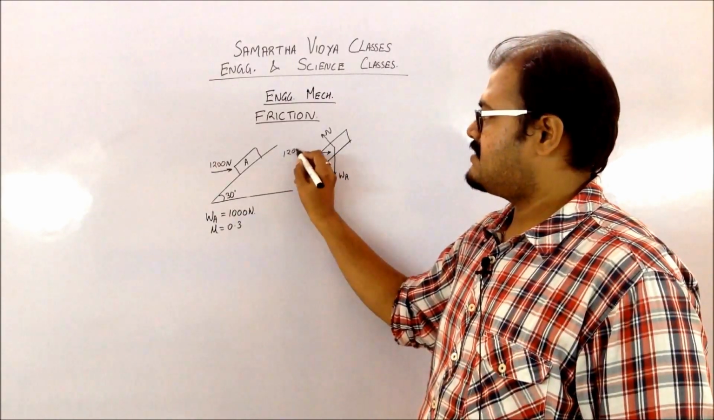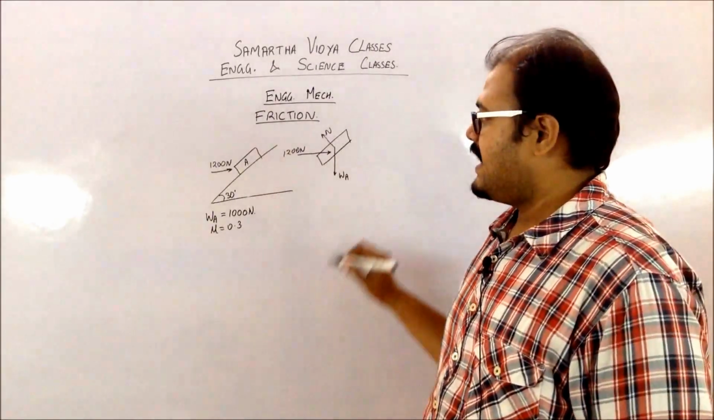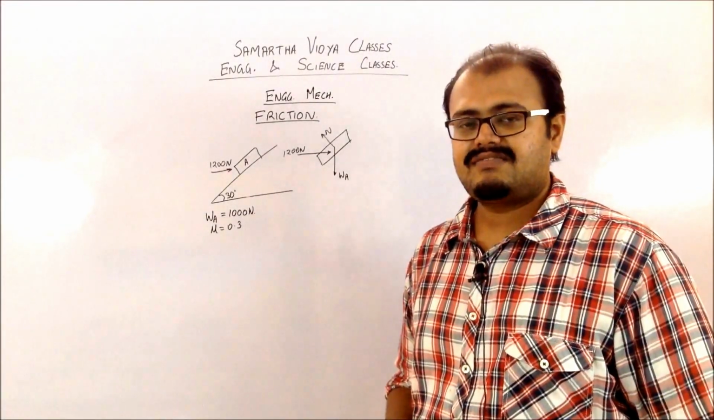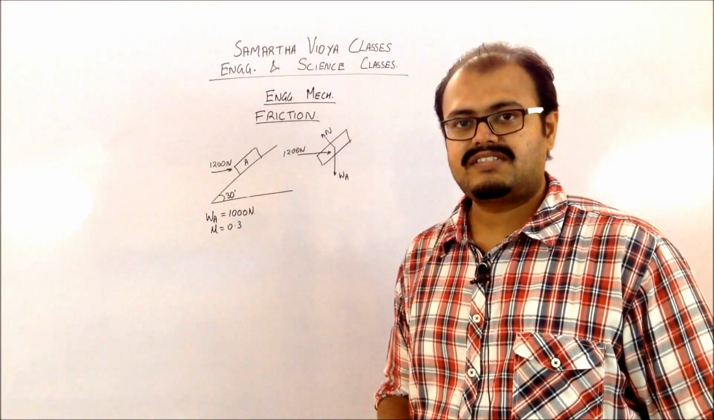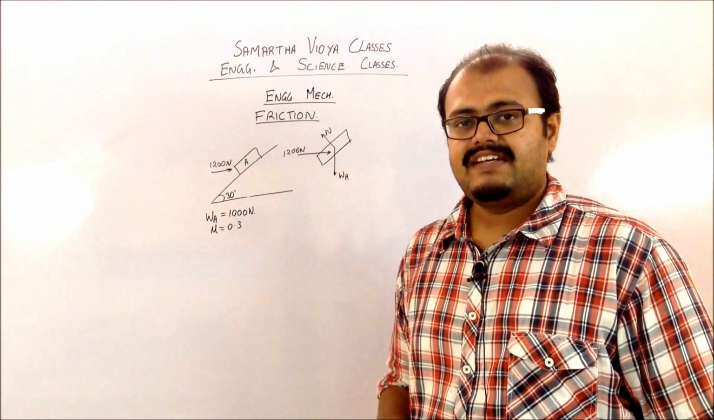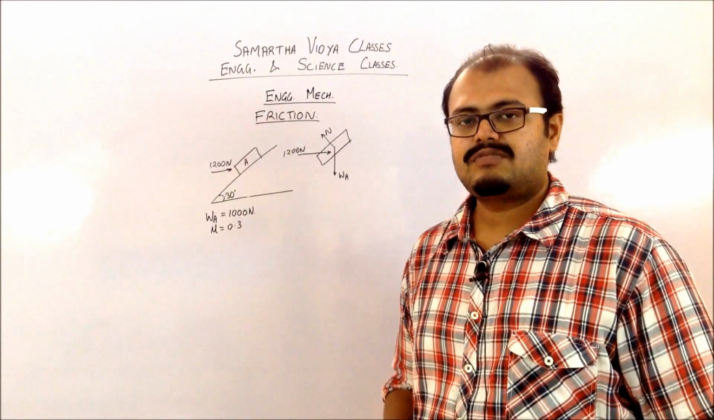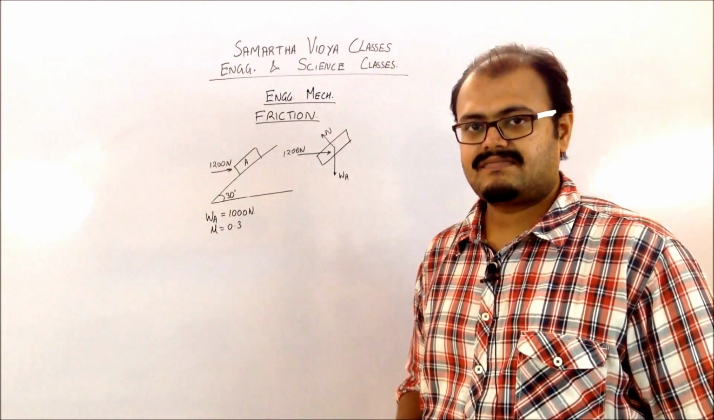It's going to be 1200 newtons in this way. And now what we have to do is consider the frictional force. Now frictional force is obviously considered opposite to the motion. But we don't know whether A is going to be moving upwards, or whether it is going to move downwards, or whether it is going to be in equilibrium condition.